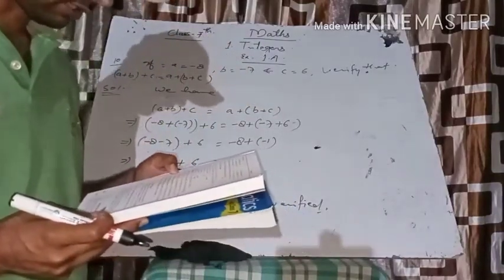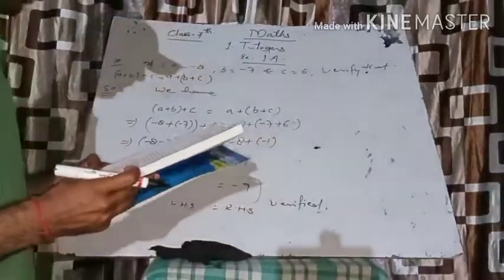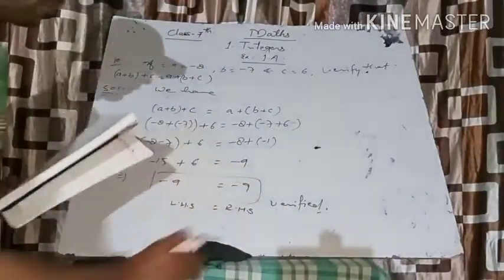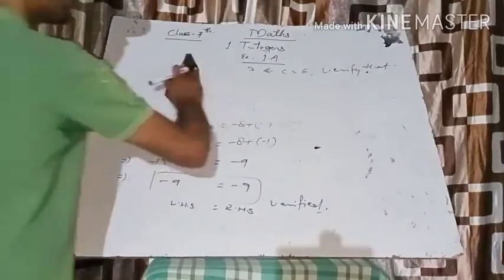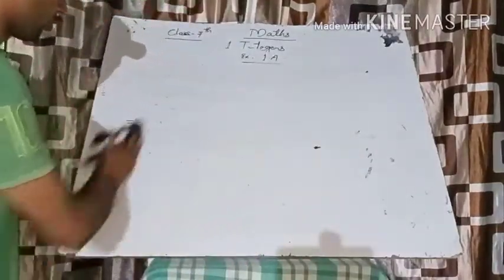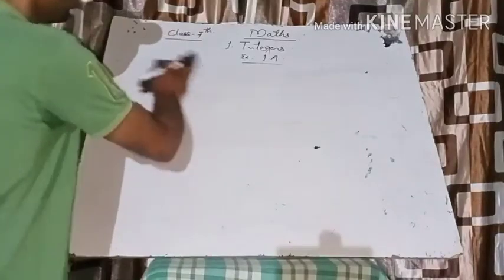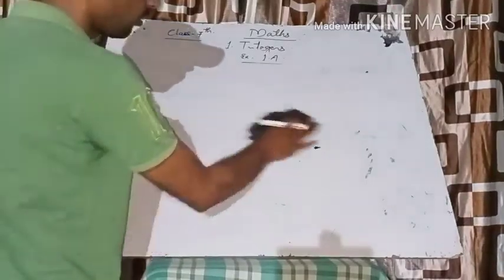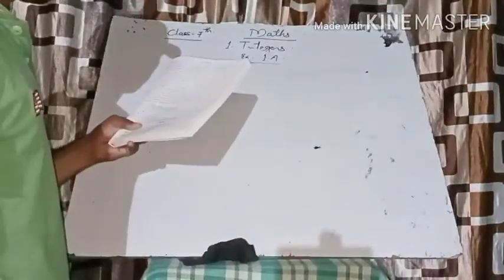Then this one, the sum of two integers. Okay, let's start question number 12 here. If you have any confusion regarding the solution of any question, you can ask your problem in the comment section. Okay, let's come to question number 12.